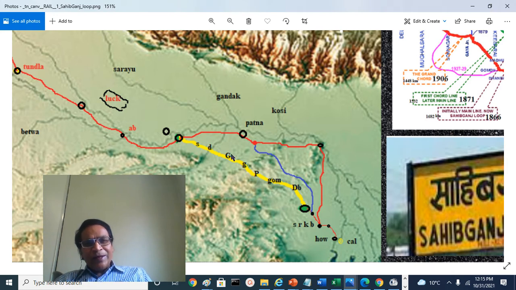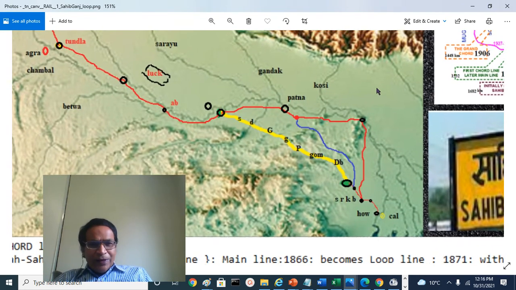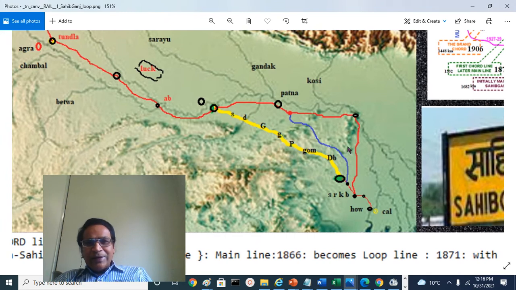This is the Chord line, that is the Gaya line. This is the main line, the Kiul line. This is the loop line. And what is the SAHIBGANJ loop line? The SAHIBGANJ loop line starts at Howrah and goes to Bardhaman here.